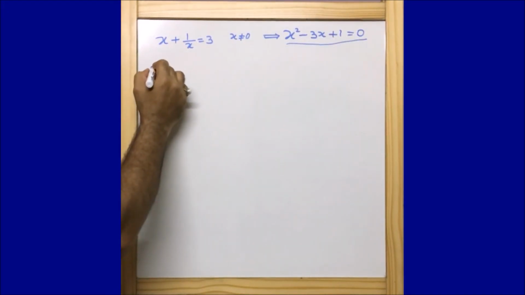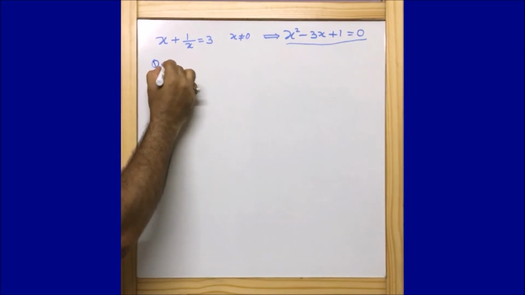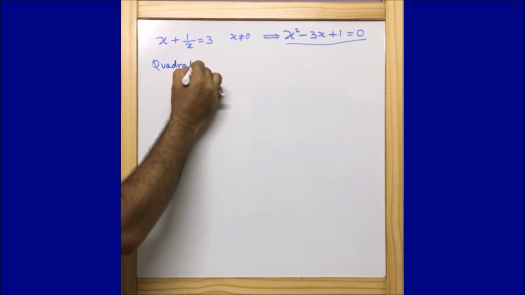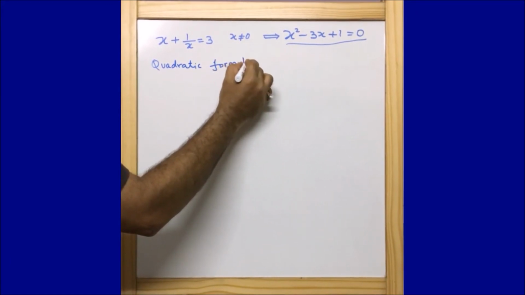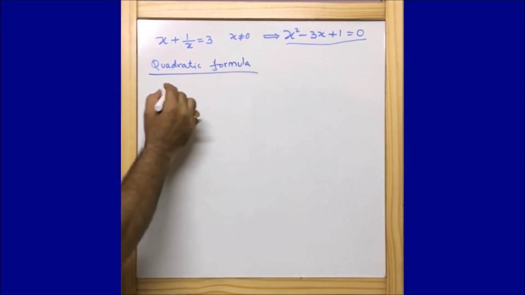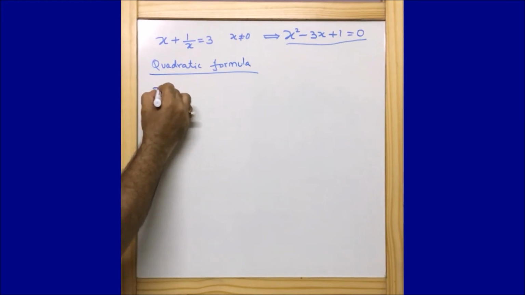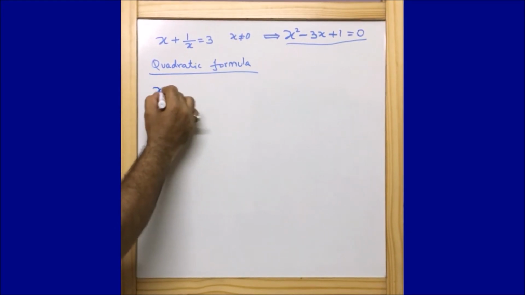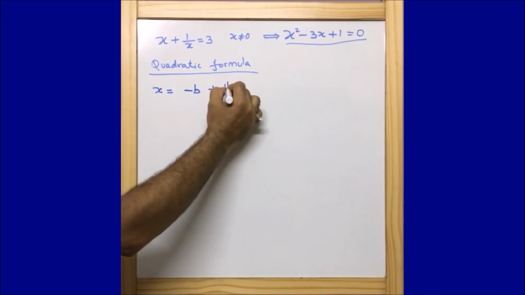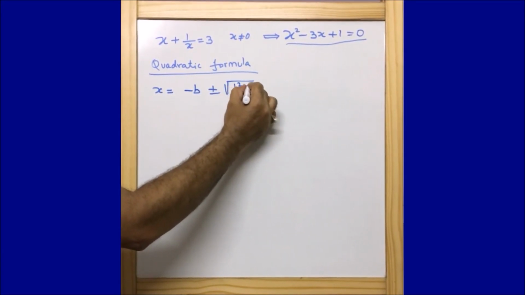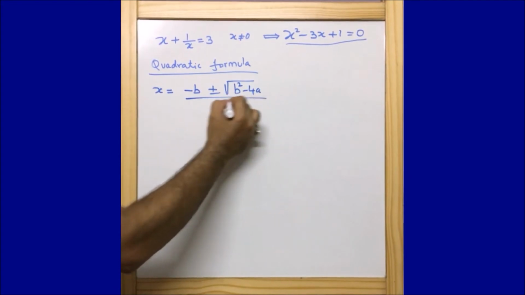1 is equal to 0, and I am going to use the quadratic formula to find the roots. So what is the quadratic formula? By this time we very well know, but still I am writing it down for the benefit of all of us. x is equal to minus b plus or minus root over b square minus 4ac upon 2a.